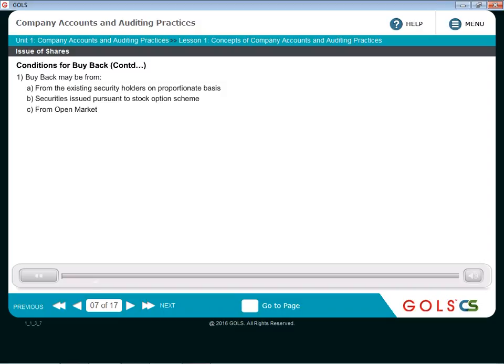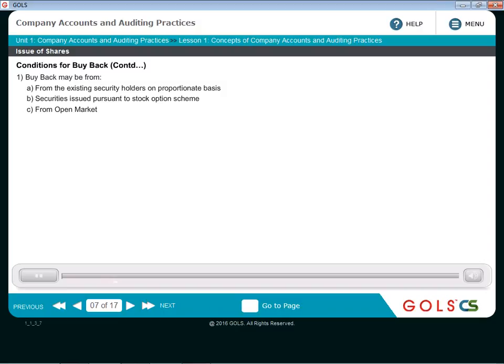So please remember, the sources of buyback that we talked about earlier are basically the free reserves, or the fresh issue of shares, or the securities premium. Free reserves including securities premium, or the proceeds of different class of shares or the specified securities. These are the sources from which the buyback can happen.